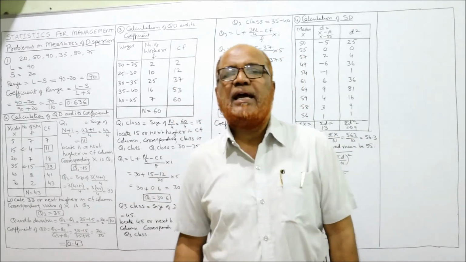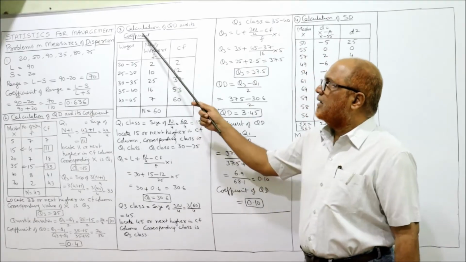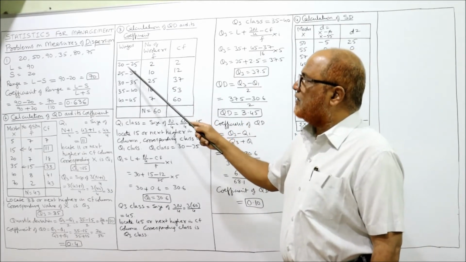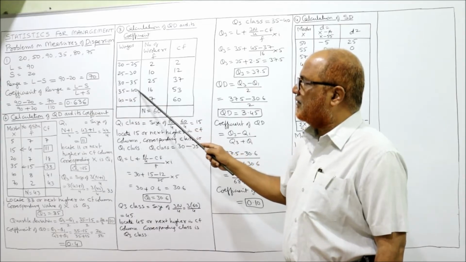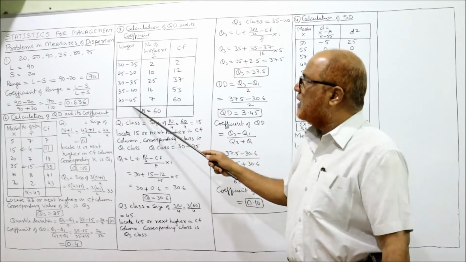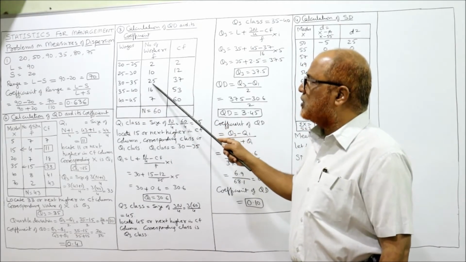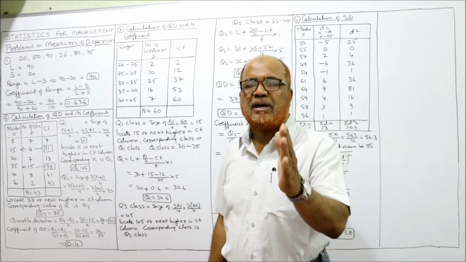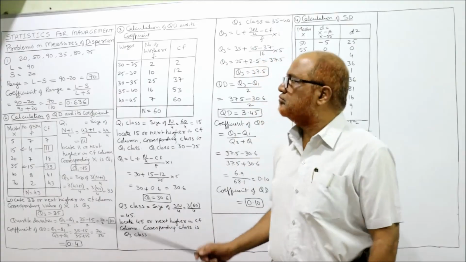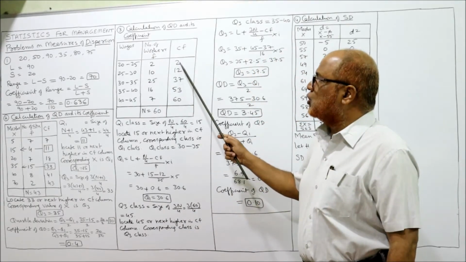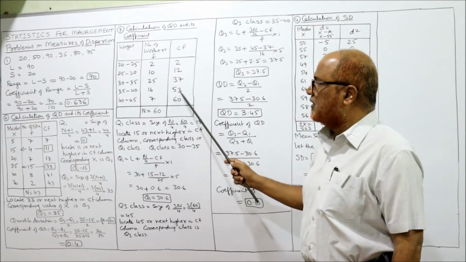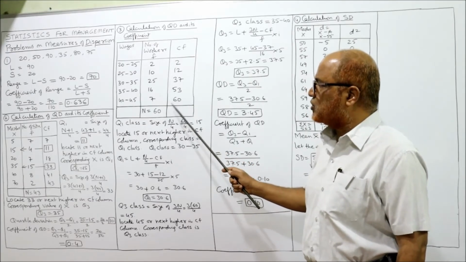We have to calculate QD and coefficient of QD. The wages are 20 to 25, 25 to 30, 30 to 35, 35 to 40, 40 to 45, given in the problem. Number of workers are given 2, 10, 25, 16, 7. For calculating quartiles and median, we need the CF column, cumulative frequency. 2 plus 10, 12. 12 plus 25, 37. 37 plus 16, 53. 53 plus 7, 60. Both should be same.